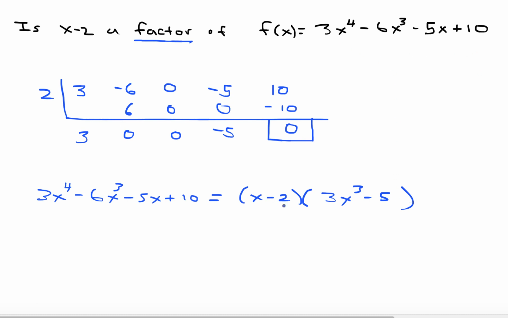Because x minus 2 is a factor. So because we did the division, we got a remainder of 0. We have concluded that x minus 2 is going to be a factor.